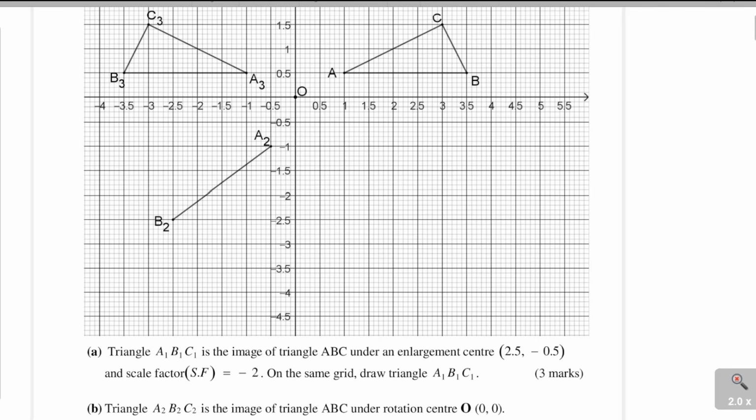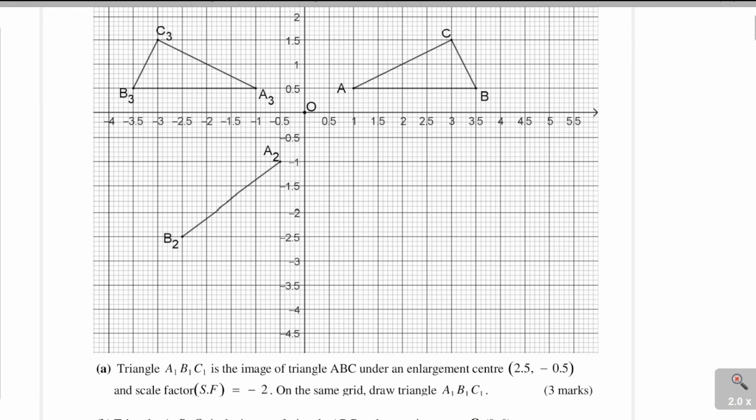Part A. Triangle A1, B1, C1 is the image of triangle ABC under an enlargement center 2.5, negative 0.5, and scale factor negative 2. On the same grid, draw triangle A1, B1, C1. So look at the figure here. Triangle ABC, you're supposed to enlarge this one with the center 2.5, negative 0.5, with the scale factor being negative 2. So let us identify the center of enlargement first. So the center is there.